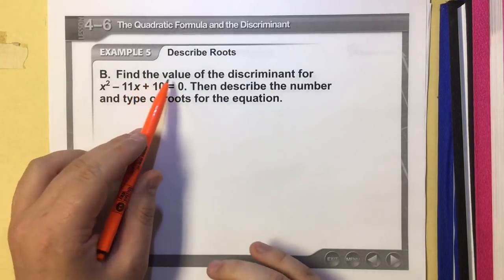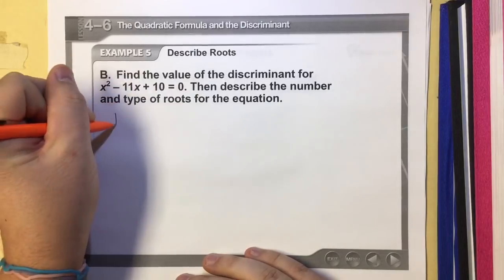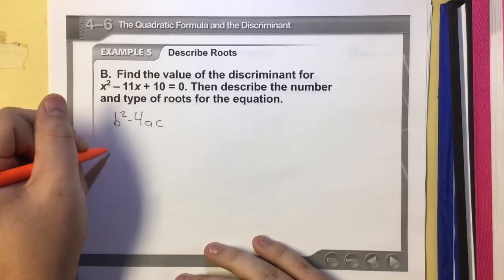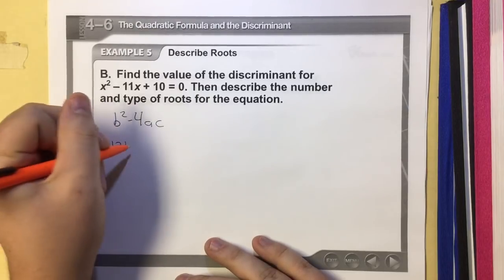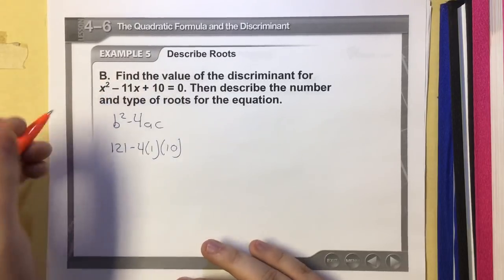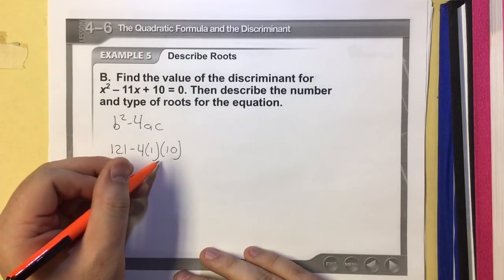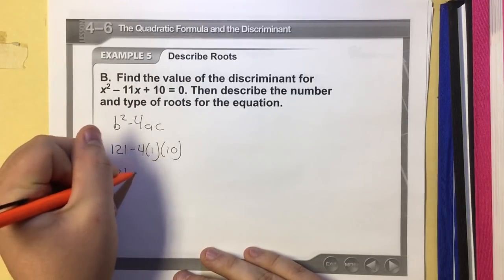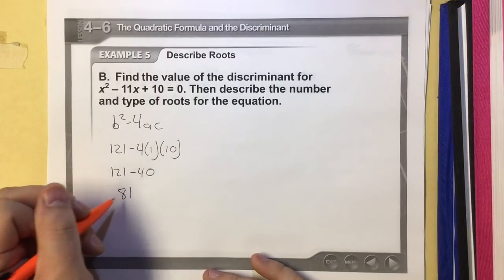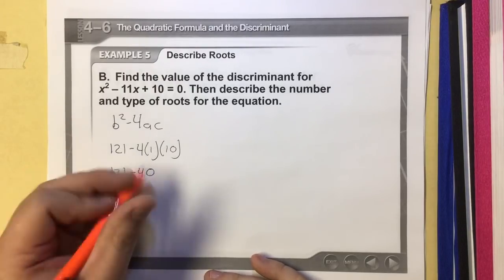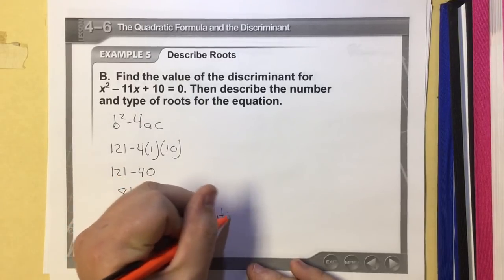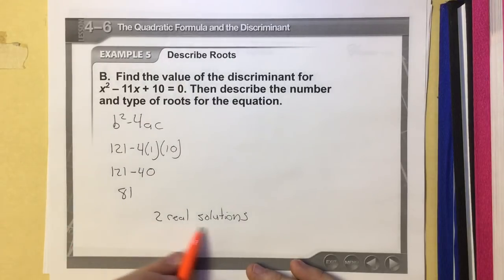So this asks us to find the value of the discriminant. So that just wants us to find b squared minus 4ac. So b squared, negative 11 squared is positive 121, minus 4 times 1 times 10. 4 times 1 is 4, times 10 is 40. 121 minus 40 is 81. This is greater than 0. It's a positive number, so I'm going to have 2 real solutions, and that is mostly what I'm concerned with.